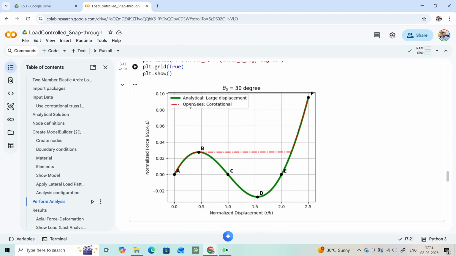So here is the result. OpenSees co-rotational using load control. What you see, it goes like that. And then the green is the analytical solution using large displacement, which is done purely analytically. And that we have already compared when we did displacement control, then it follows the green. Okay. So this is called a snap through phenomenon.